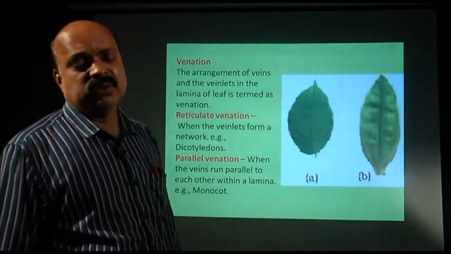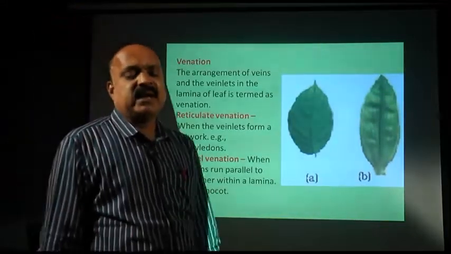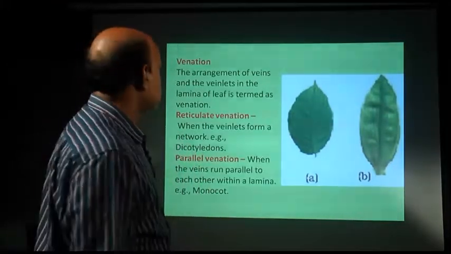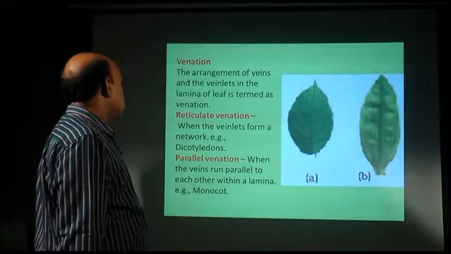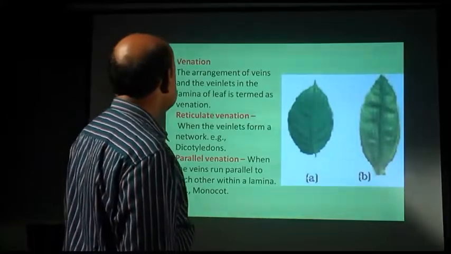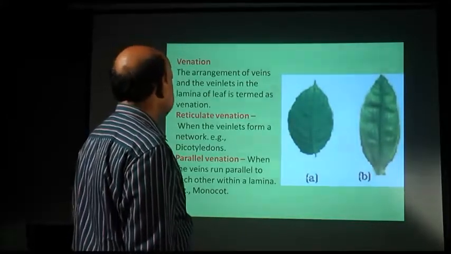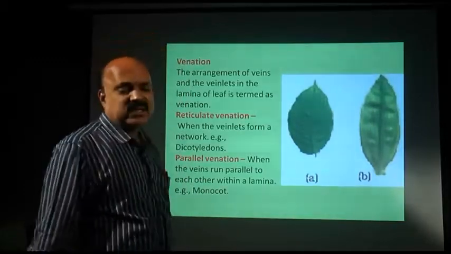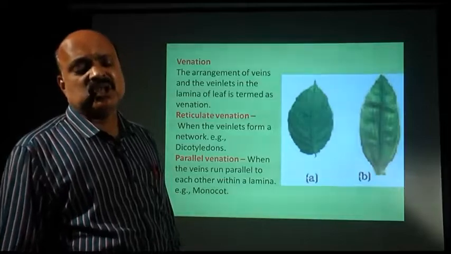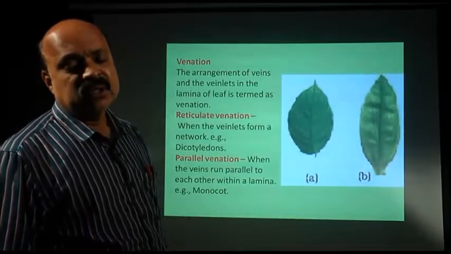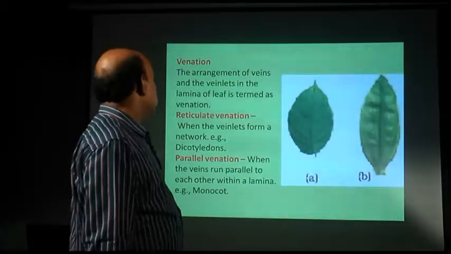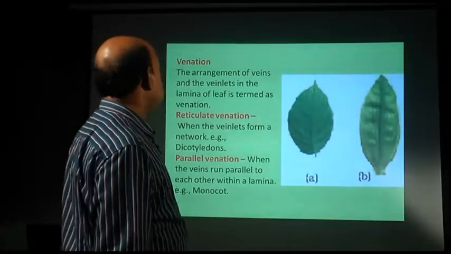So once again, the arrangement of veins and the veinlets in the lamina of leaf is termed as venation. So venation is basically two types. What are these? One is reticulate venation and another is the parallel venation. Net type, like a net, is called reticulate. So when the veinlets form a network, it is called as reticulate venation.